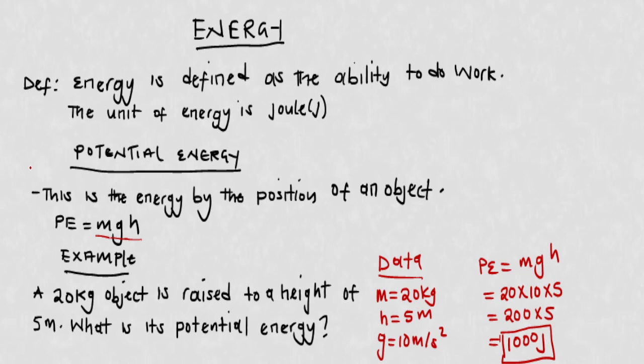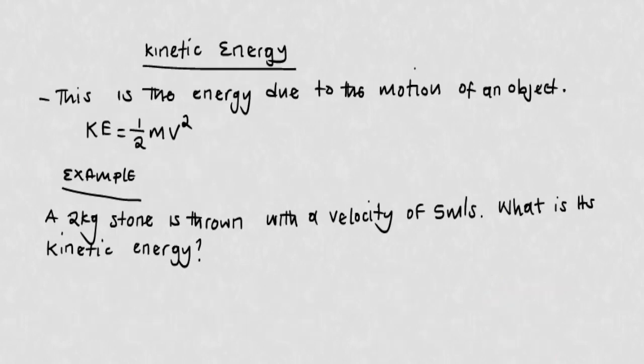Right, then we proceed, we look at kinetic energy. Kinetic energy is the energy due to the motion of an object. An object that is moving possesses kinetic energy. Kinetic energy is found by half multiplied by mass multiplied by velocity squared. Now let us look at a question. A 2 kilogram stone is thrown with a velocity of 5 meters per second. What is its kinetic energy?